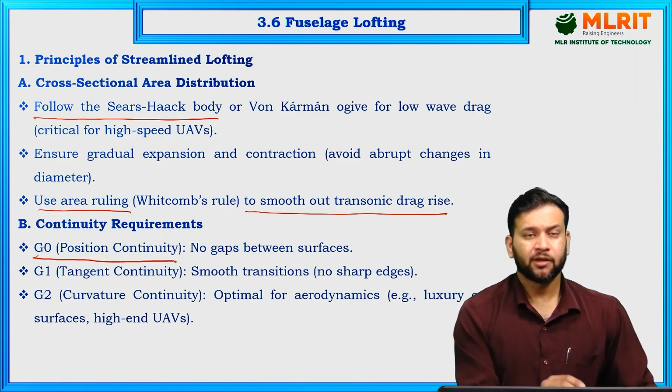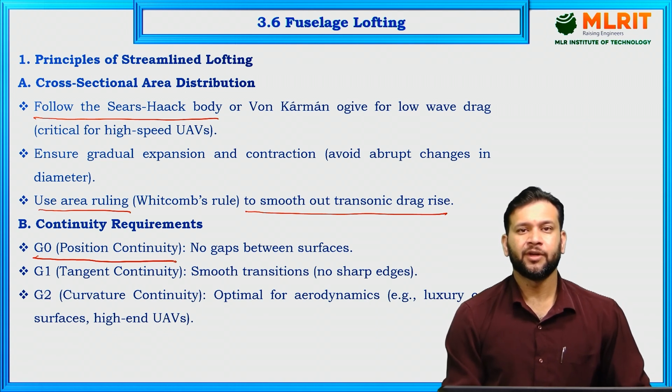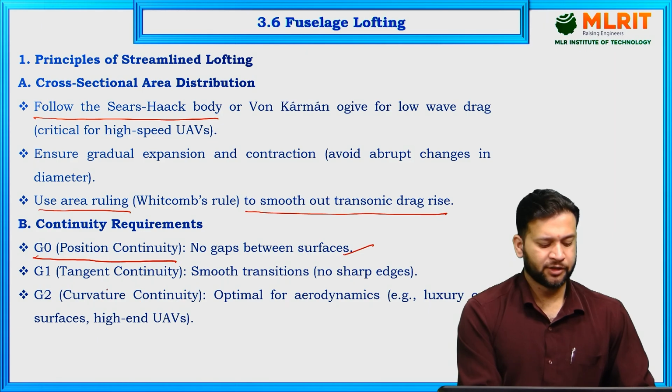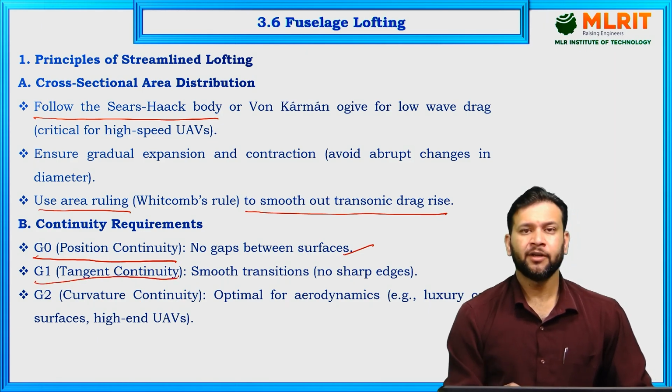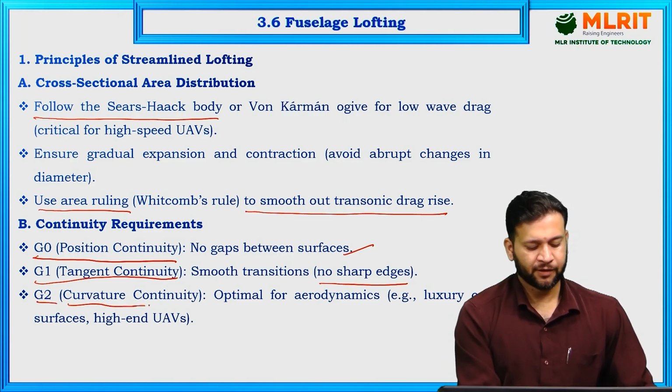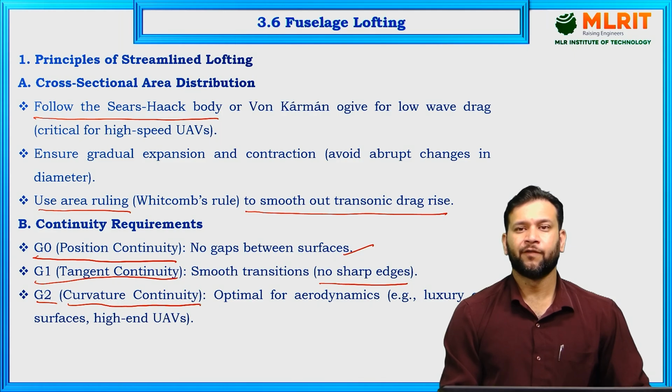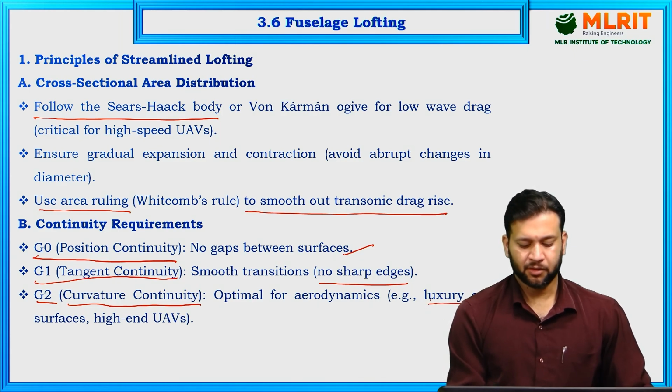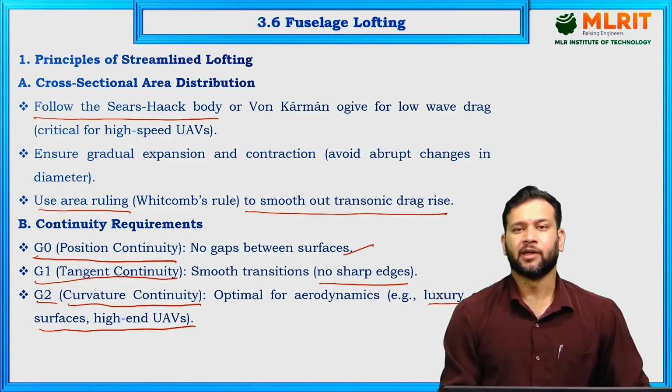Then continuity requirements. G0 represents the position continuity where there are no gaps between the surfaces. Then G1 is tangent continuity, which is a smooth transition ensuring that there are no sharp edges. Then we have G2, which is curvature continuity, which is optimal for aerodynamics. Example, we can see in luxury cars and high-end unmanned air vehicles.